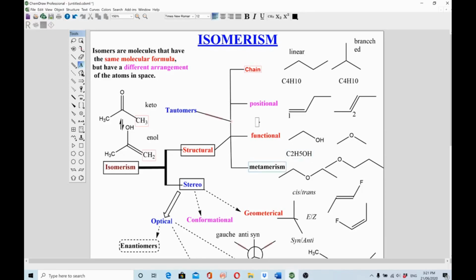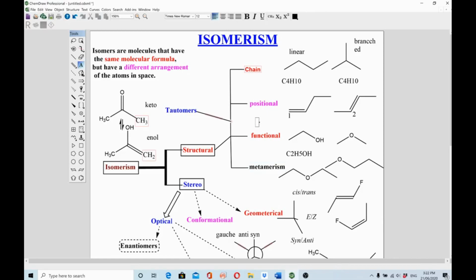The fourth type is metamerism. People often confuse metamerism with functional group isomerism or positional isomerism. Here I agree that the position of the oxygen or ether is different from this one, but the chain length is the same. If you see 1, 2, 3, 4 carbons here, 1, 2, 3, 4 carbons here, one oxygen here, one oxygen here. So the number of carbons, hydrogens and oxygens are the same in these two molecules, but the chain length on either side of the functional group is different. So metamerism arises due to the difference in the chain length of a functional group.